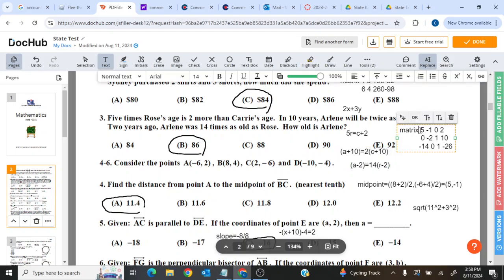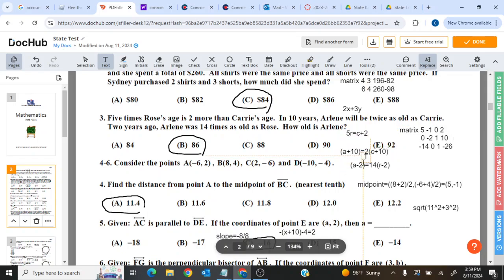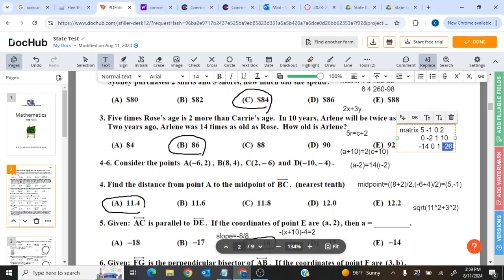So now the challenge is just putting it in the matrix correctly. For this, I put R here, C here, and A here. So Rose, Carrie, and Arlene. So 5 rows, move this C over to the other side. So 5R minus C is equal to 2. And then 0R minus 2C plus A is equal to 10, if you simplify this out. And then negative 14R plus 0C plus A is equal to negative 26. Simplify that out. Do that, and you'll get a value of 86 for Arlene's age.